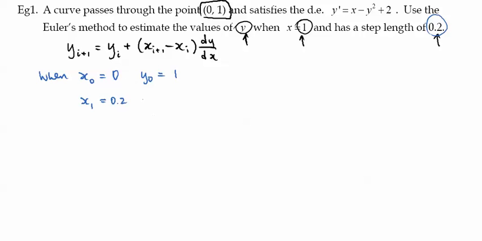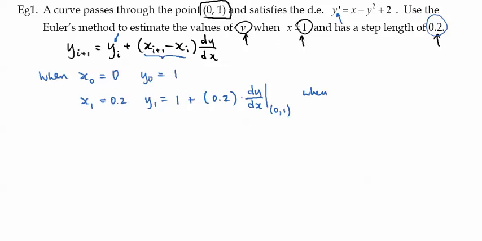We can now calculate the y value using the y value from the previous step, which means y0, plus the step length, which is the difference between the x values, or technically 0.2. And we will times it by the slope at this point, the previous point. So on the side, we need to calculate dy dx using the equation given to us.